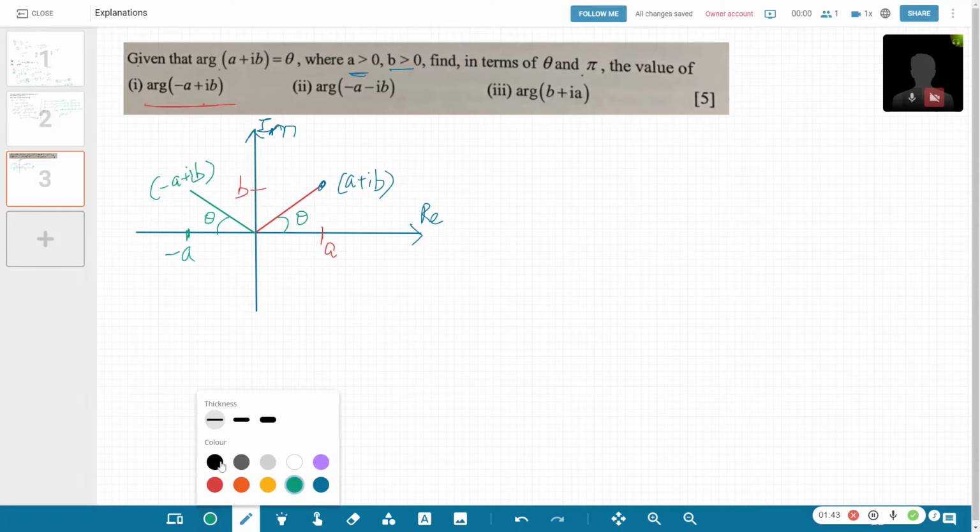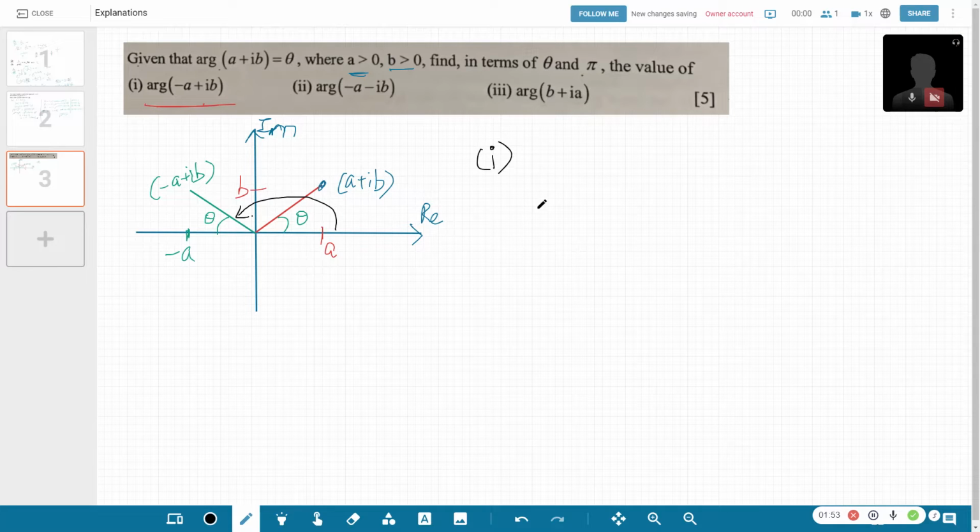But where does the argument come from? Argument always comes from the real axis. This is where your argument is 0. And then we need to find this one. For part 1, you need to draw this Argand diagram as part of your working to show your understanding of it. So for the argument of minus a plus ib, based on the working, you can see it's going to be just pi minus theta. So that is for part 1.